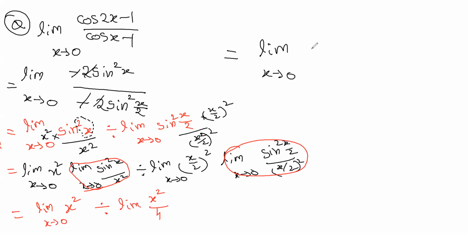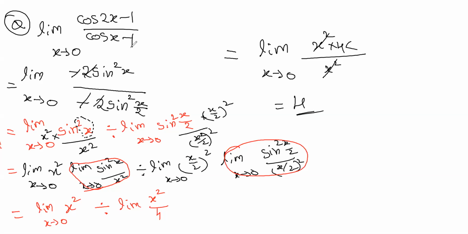Limit x tends to 0 of x square by x square by 4. Divided by 4 means the 4 goes on the top, right? Understood this one? That 4 went upside. So x square gets cancelled, so it will be equal to 4. This is a constant value, 4. Understood this?